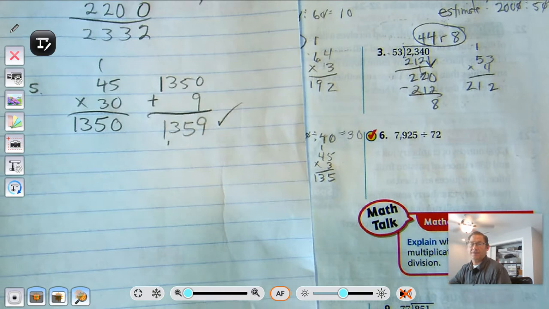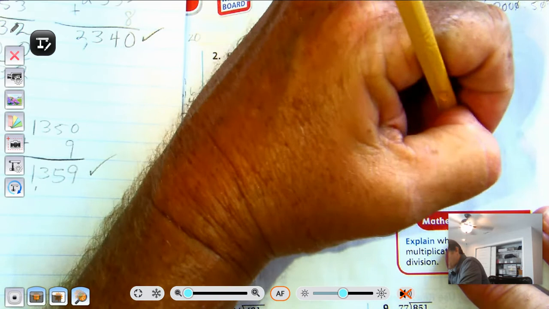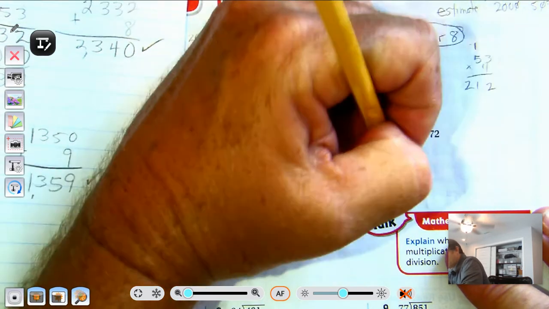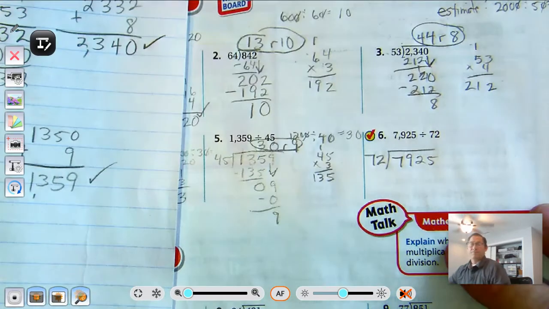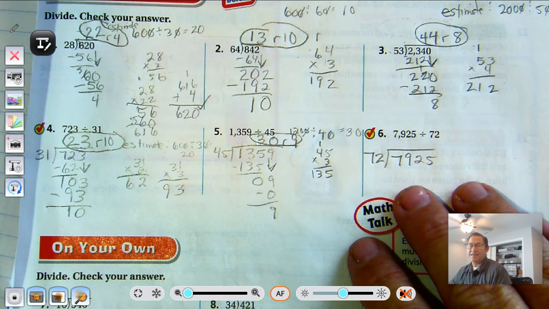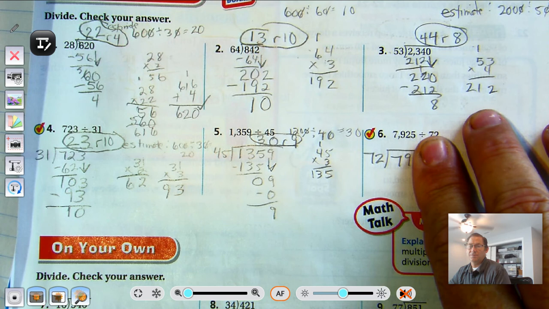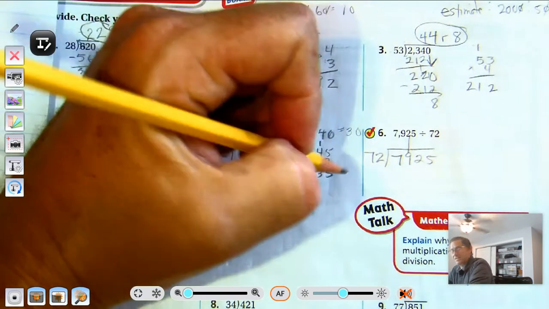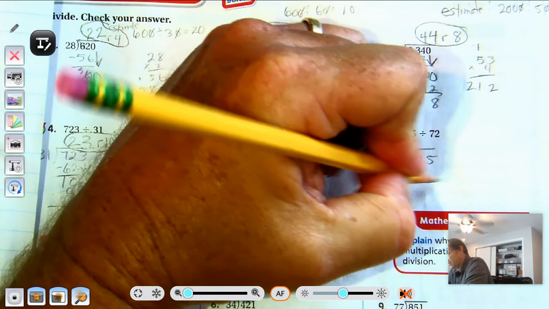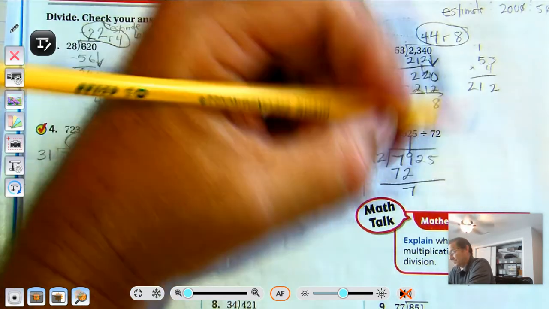Number 6, 7,925 divided by 72. Okay, on this one, I'm going to go ahead and skip the estimate because I see right away that 79 divided by 72, I can take 1, right? So 72 times 100 is 72 hundreds. Subtract, we're left with 7.